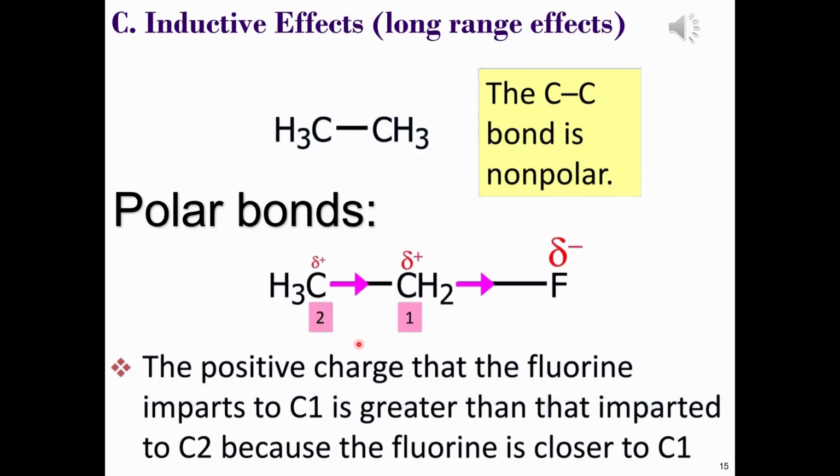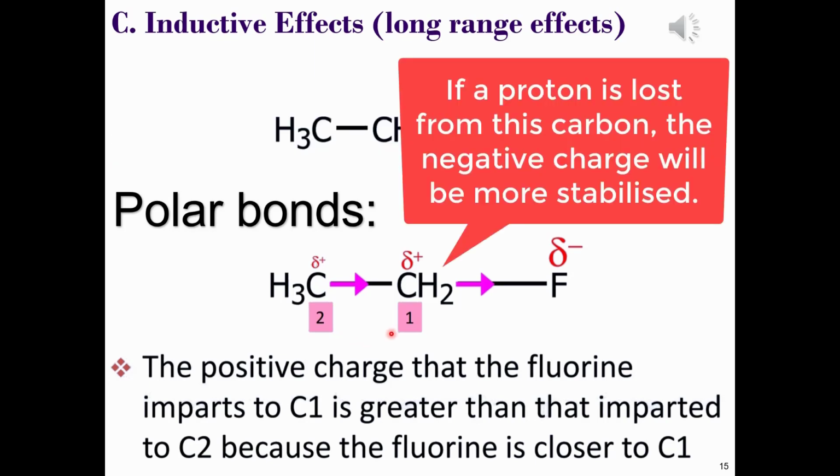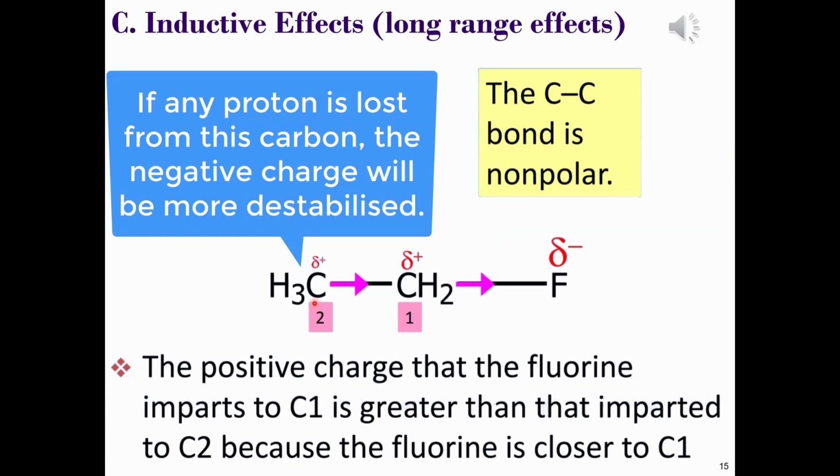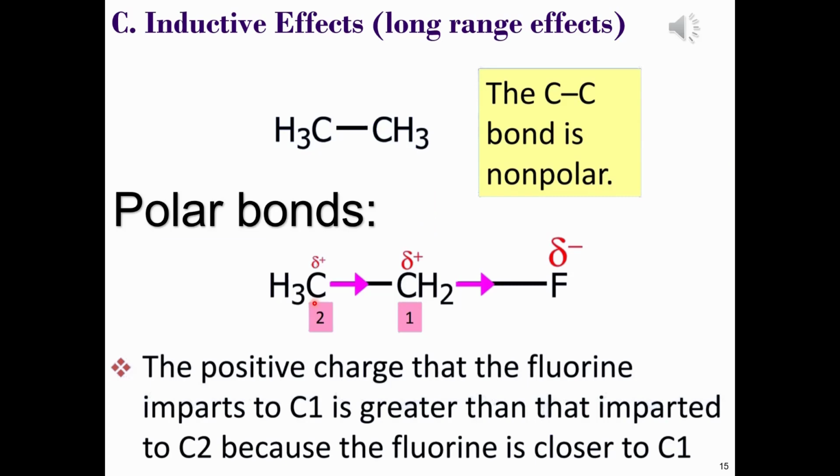If a proton was lost from C1, then the negative charge on that carbon would be more stabilized than if any of the protons on carbon 2 were removed, due to this inductive effect. Let's take a look at this in a little more detail now.